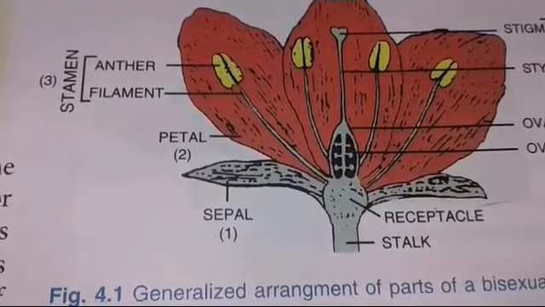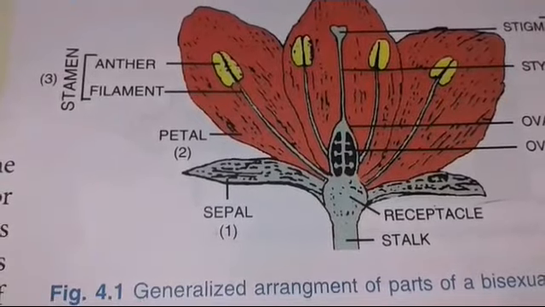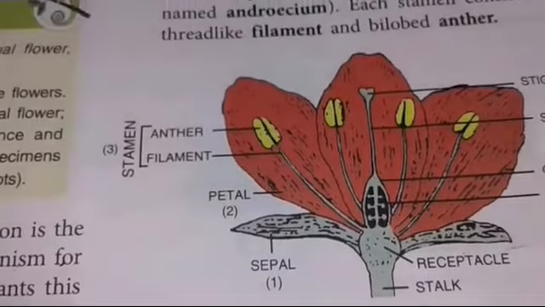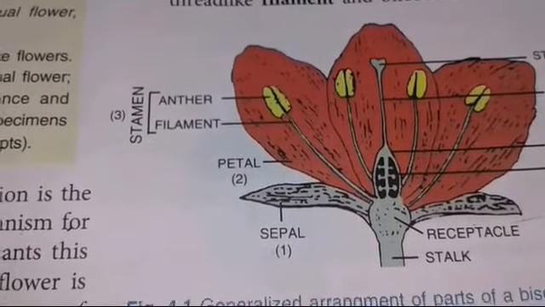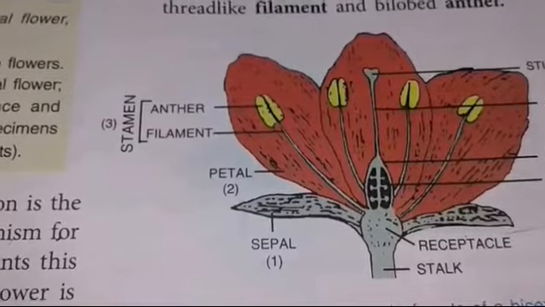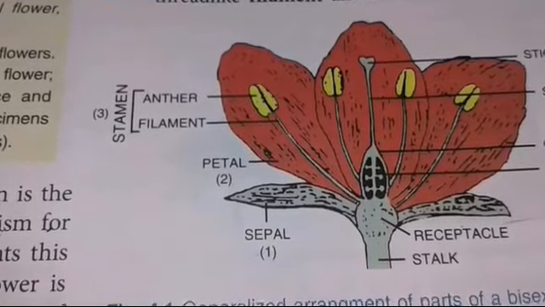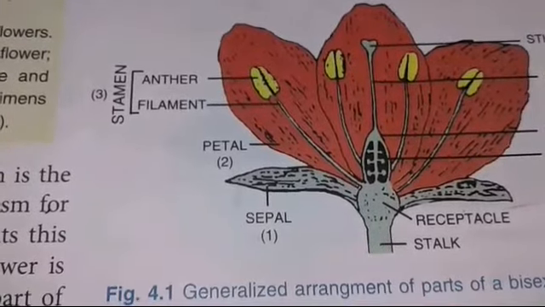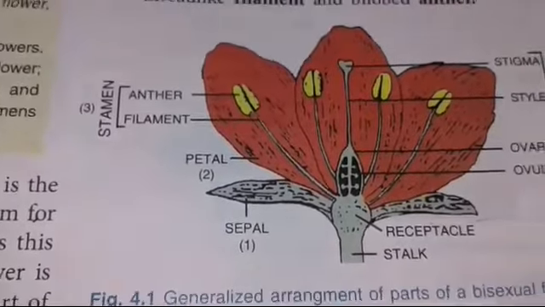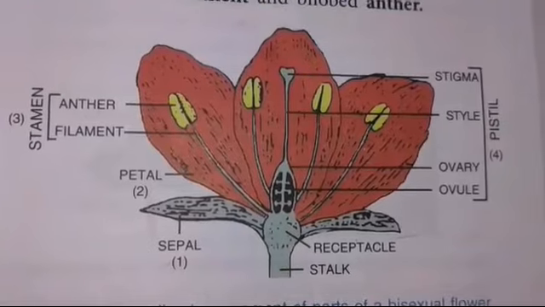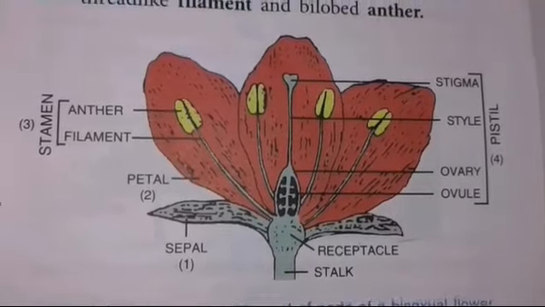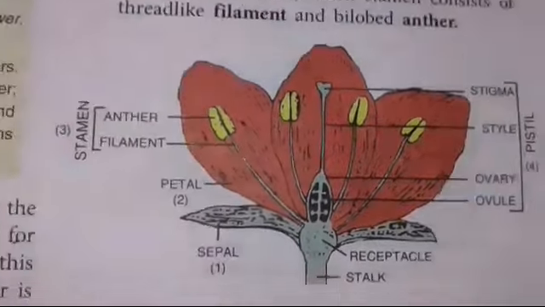The question is, what is a flower? A flower is a specialized shoot in which leaves are modified into floral structures. Or in simple words, we can say that a flower is the condensed part of the shoot that is specialized to carry out sexual reproduction. Floral structures are nothing else, these are simply modifications of leaves.